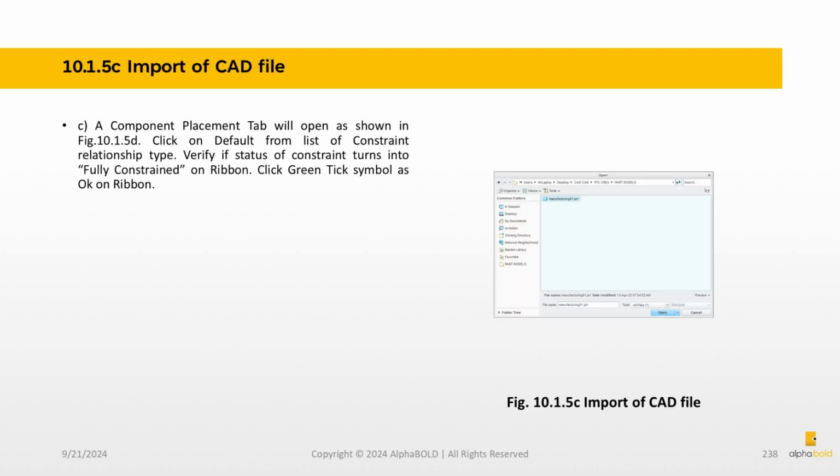C. A Component Placement tab will open. Click on Default from the list of Constraint Relationship Type. Verify that the Status of Constraint turns into Fully Constrained on the ribbon. Click the green tick symbol as OK on the ribbon.